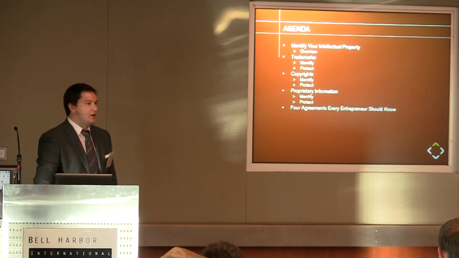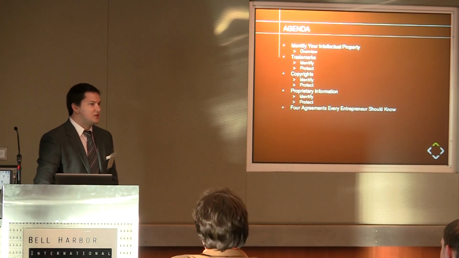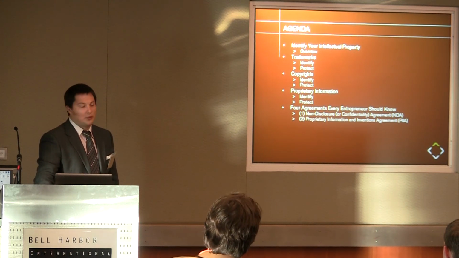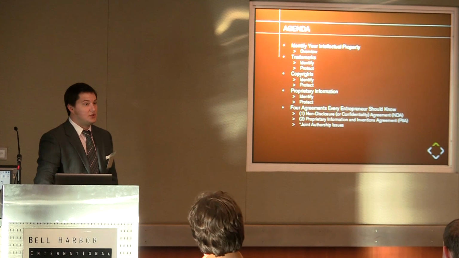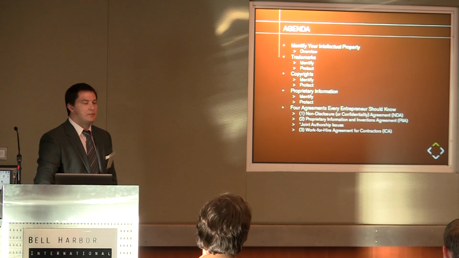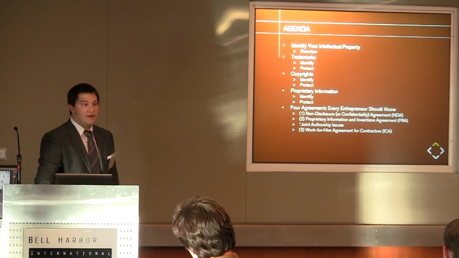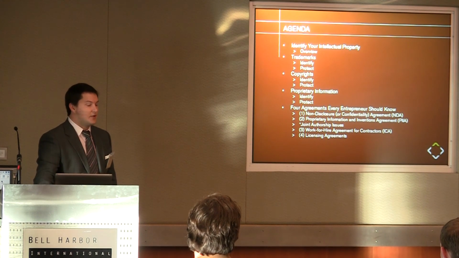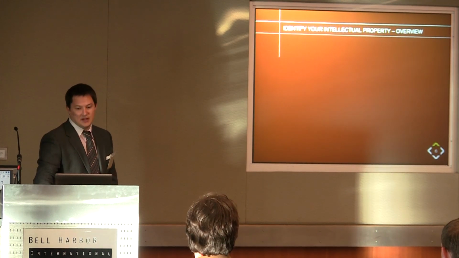And then we're going to talk about the 4 basic agreements that every entrepreneur, every startup company owner, every business owner should know. Your non-disclosure agreement or your confidentiality agreement, your proprietary information and inventions agreement, and we're going to be discussing joint authorship issues as a subset of that, your work-for-hire agreement that you would either use with employees or independent contractors, and we're going to be focusing on how in my experience, we find that people misuse work-for-hire all the time. And then finally, the licensing agreement. So we're going to start by talking about identifying pieces of intellectual property.